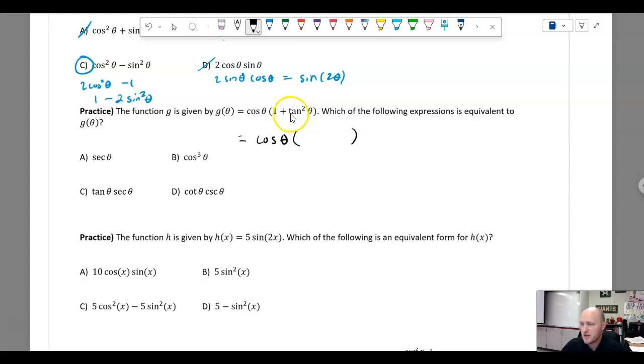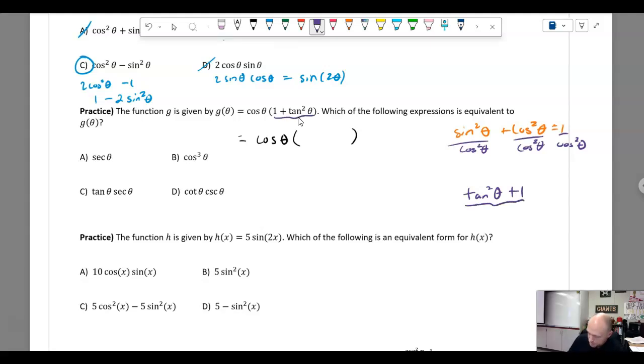That 1 plus tan squared theta makes me think again of the Pythagorean identity, sine squared theta plus cosine squared theta equals 1. And tangent has cosine on the bottom. So what if I went ahead and divided everything by cosine squared, and what we end up getting is tan squared theta plus 1. Hey, isn't that what we have right here? And that is equivalent to secant squared theta. So we're going to go ahead and replace this with secant squared theta.